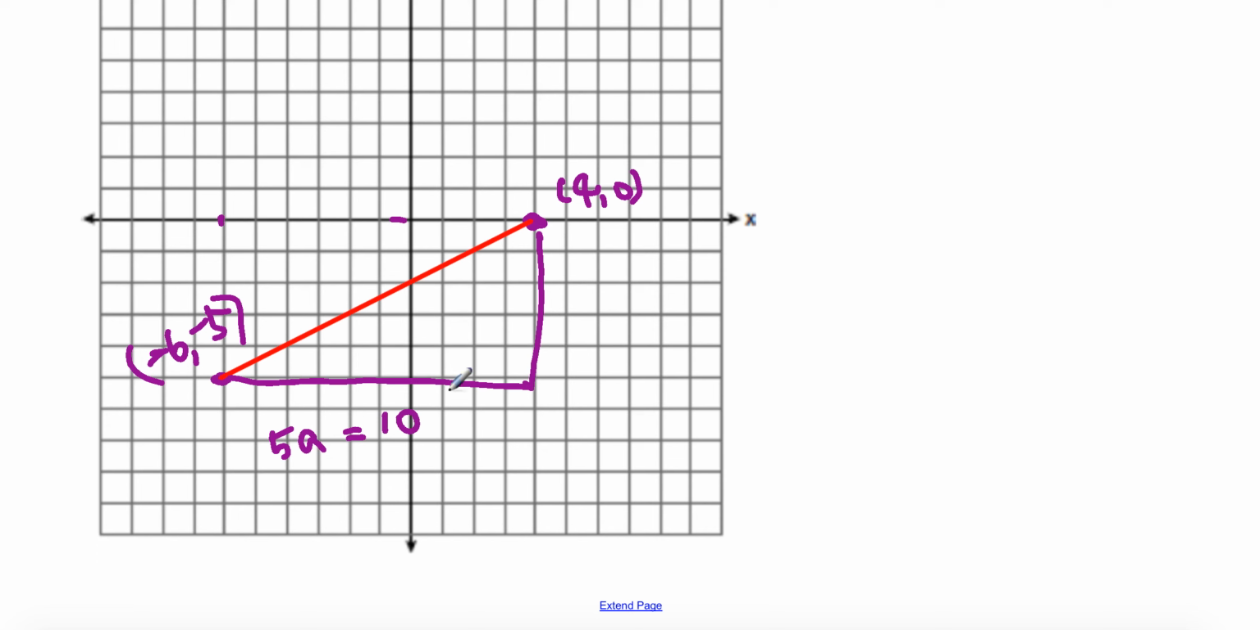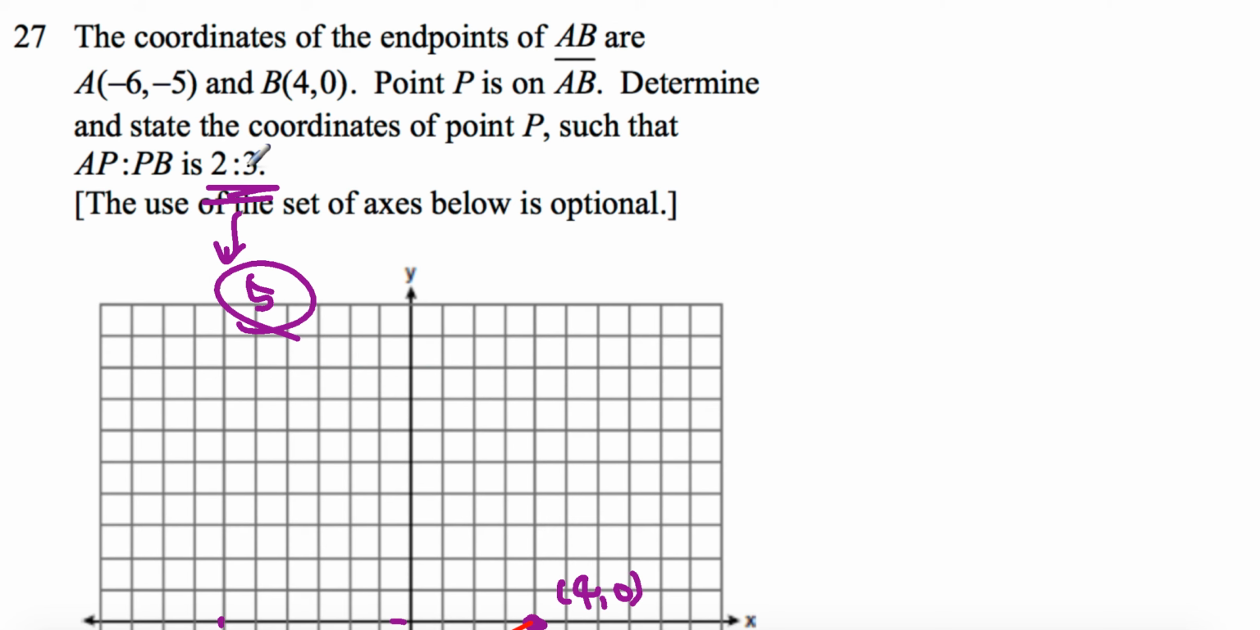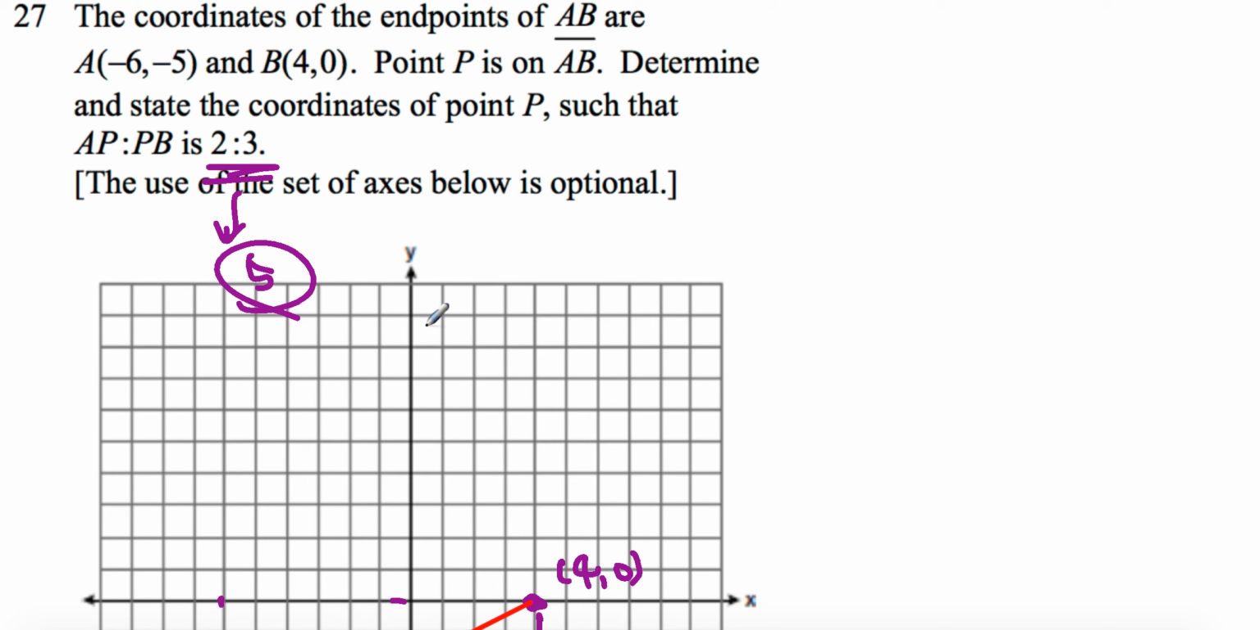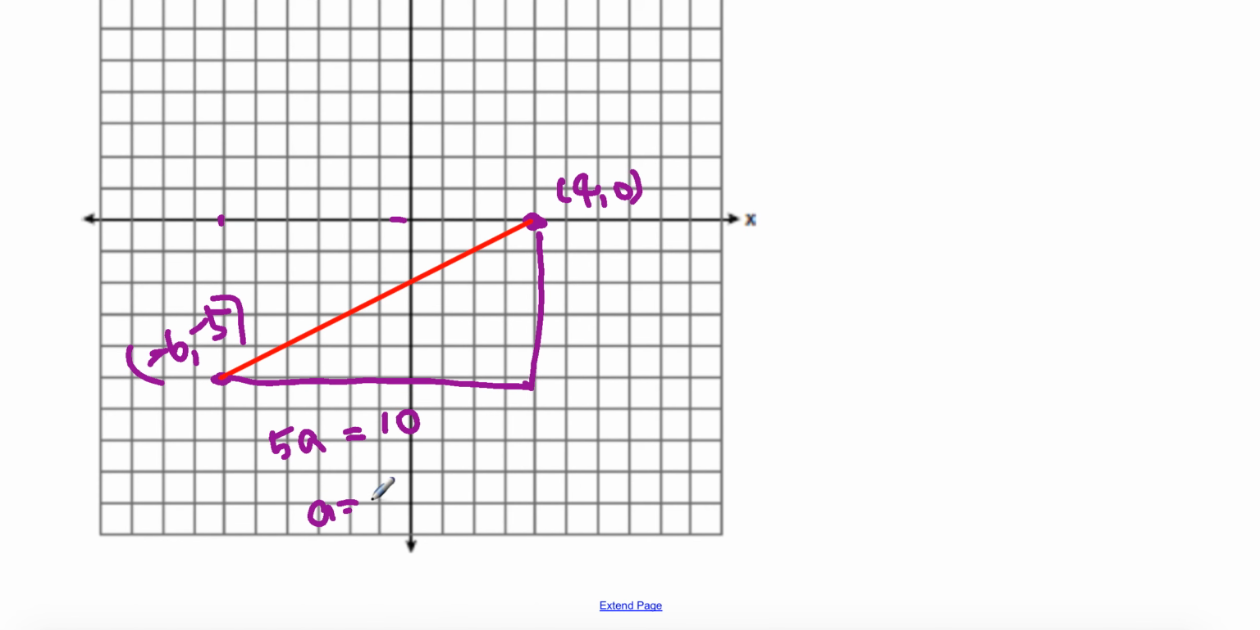Let me just call that 5a, 5 portions, because I have to cut them into a 2 to 3 ratio. Then a is equal to 2, so from here I need to go 2 portions of 2, which is 1 portion, 2 portions, right over here. If I go up, that would be my point. I'll be done. But if you want to check from the other side, I can do that as well.